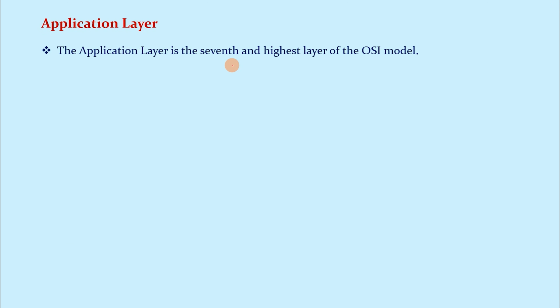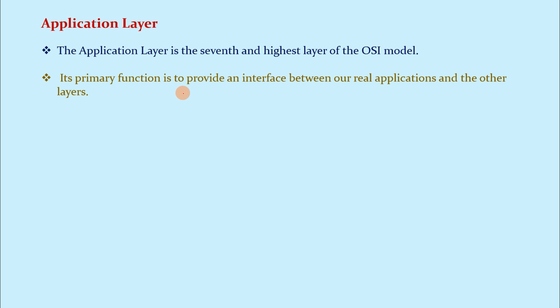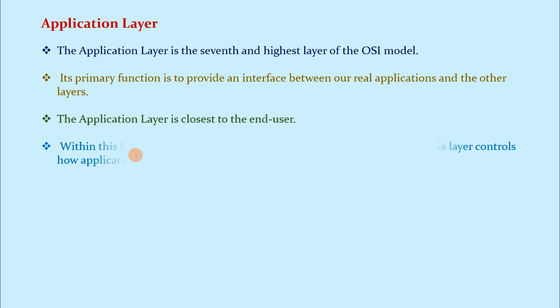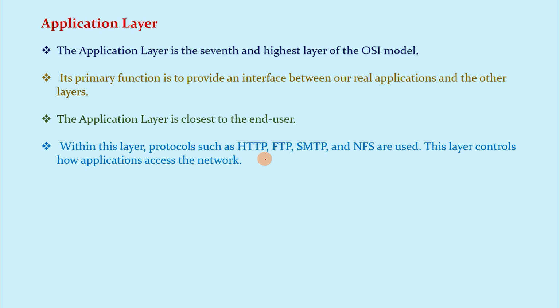Now, application layer. Application layer is the seventh layer and the highest layer of the OSI model. Its primary function is to provide an interface between our real application and other layers. The application layer is closest to the end user. Within this layer, protocols such as HTTP, FTP, SMTP and NFS are used. This layer controls how applications access the network.